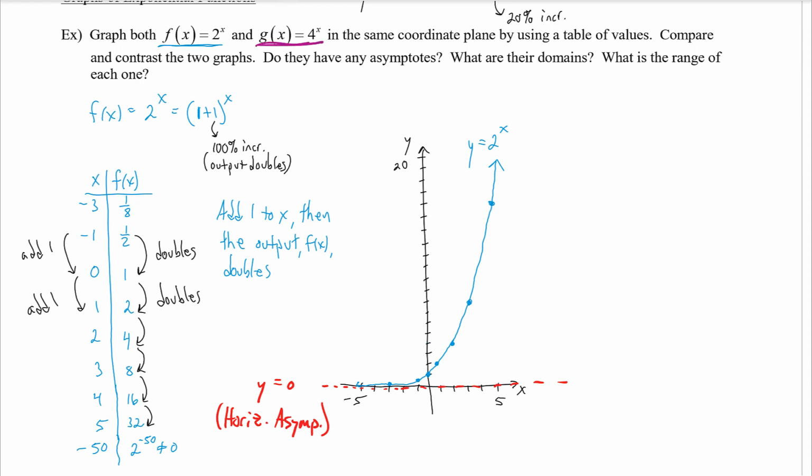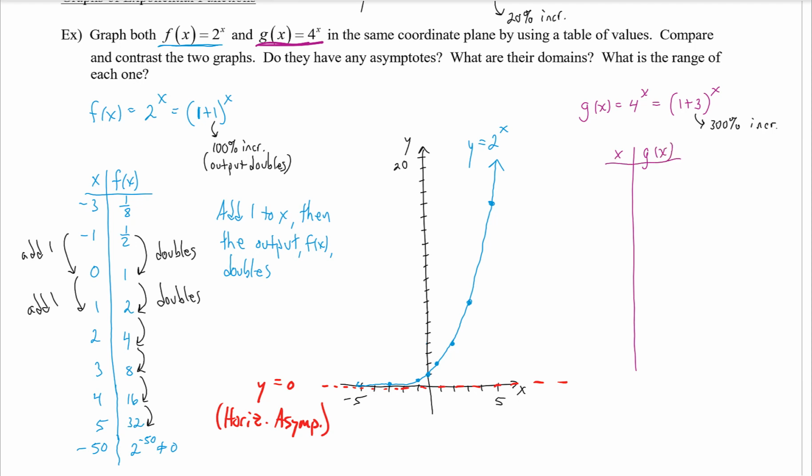But let's do another one here. Let's do this y = 4 to the x. Let's do that one. So if g of x is 4 to the x, that's the same thing as doing 1 plus 3, which means we're going to get a 300% increase. So the output is going to increase 300% every time x gets bigger by 1. So if you don't believe me, let's try it. So there's x and g of x.